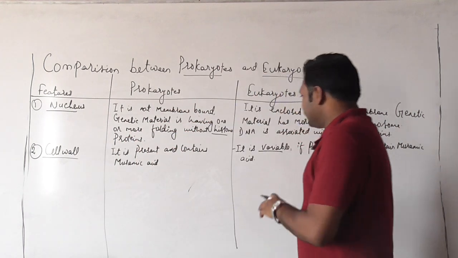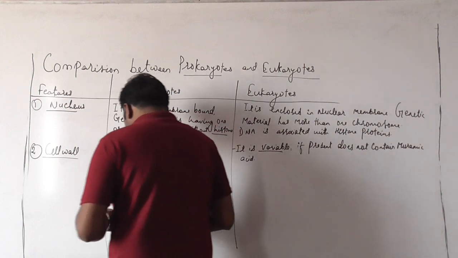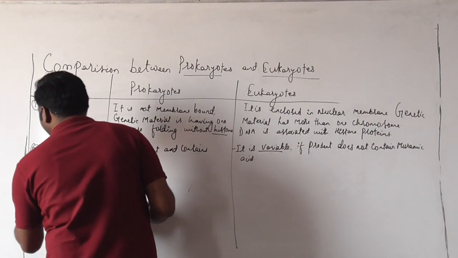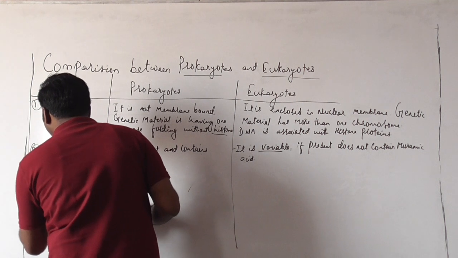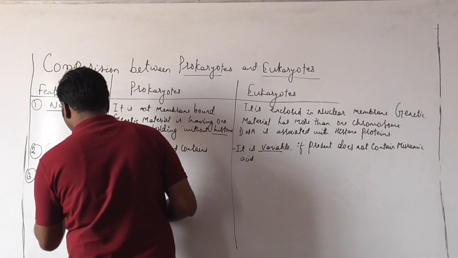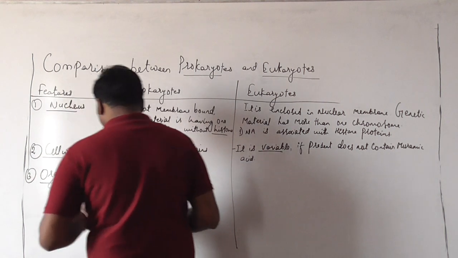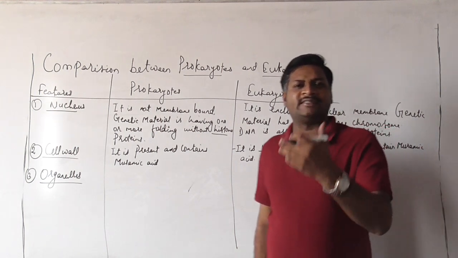Okay, so that is what the cell wall is about. The next characteristic feature is the organelles. Now, what is meant by organelles? See, organelles are the cellular constituents.